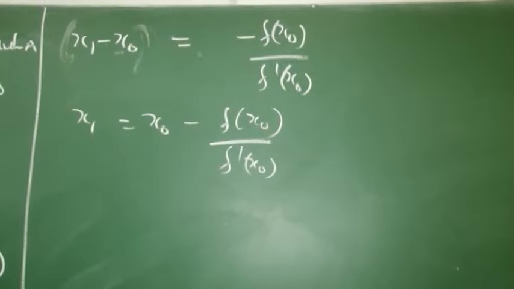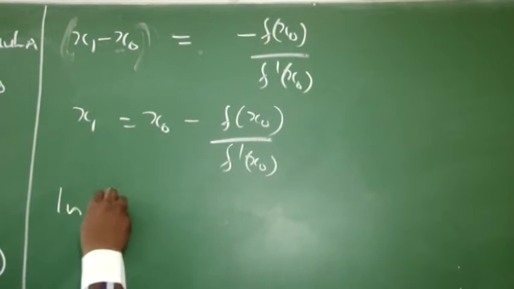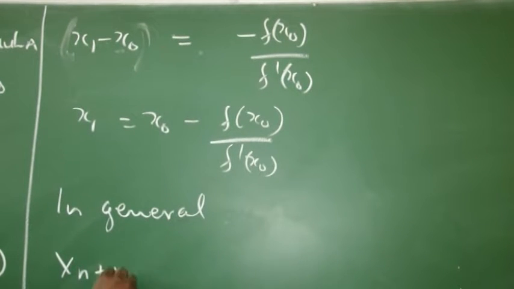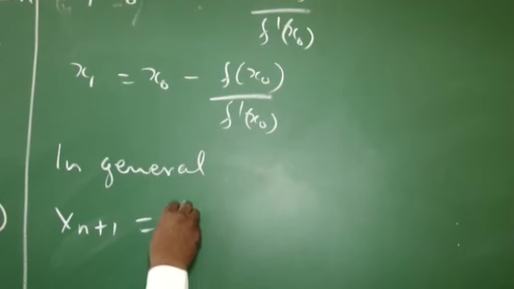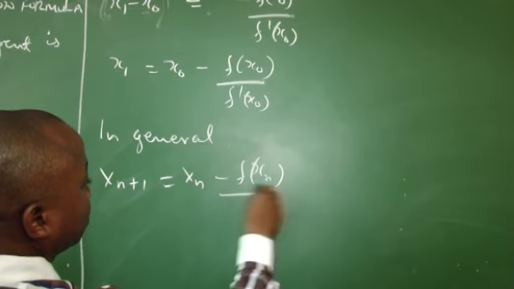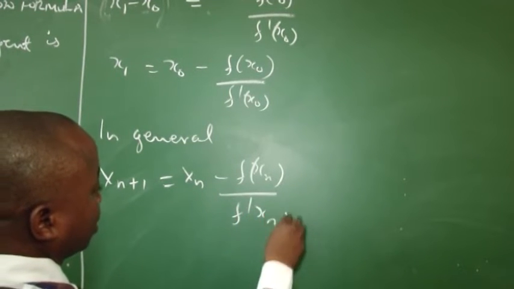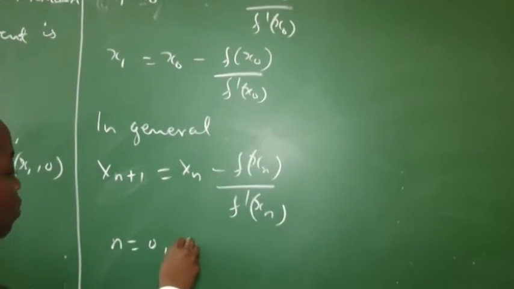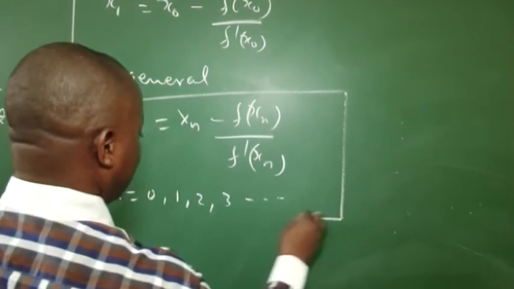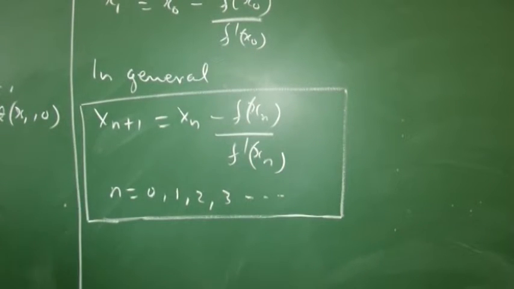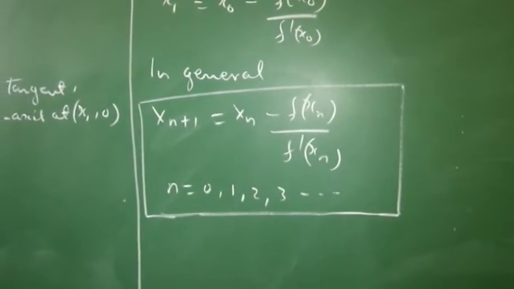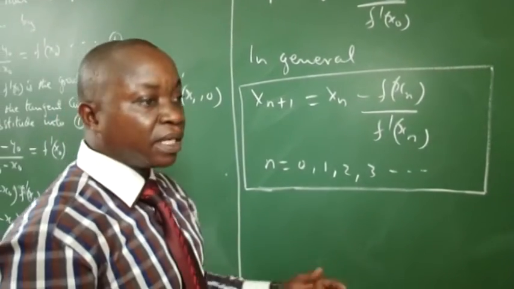So that in general, x(n+1) will be equal to x(n) minus f of x(n) over f prime of x(n), for n equals 0, 1, 2, 3, and so on. So this becomes the Newton-Raphson formula for iteration. So we are going to take an example and see how we can apply this.